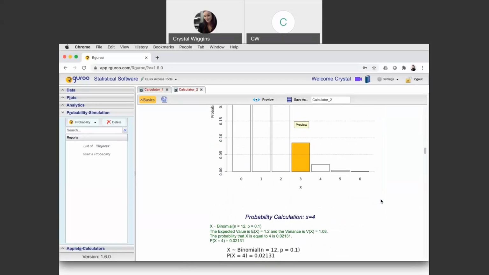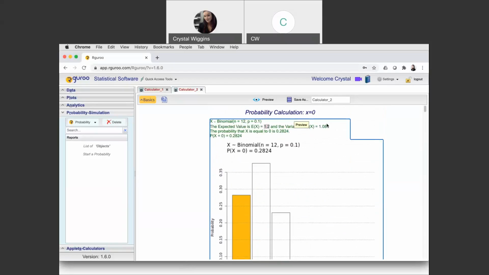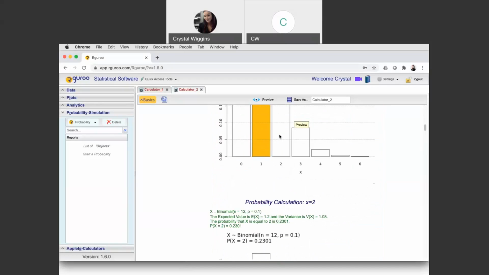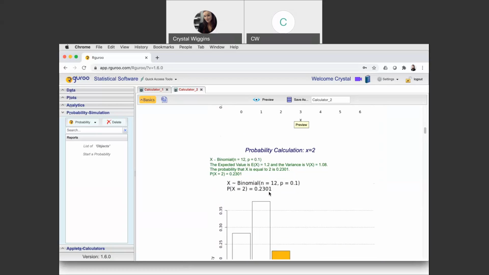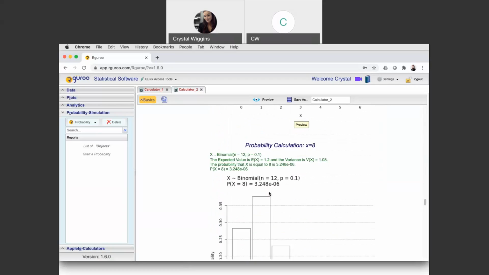Okay, so to answer the question about at least one, what is the probability that at least one? Well, there are two ways to do that with discrete data. I can take the probabilities of everything but 0, so at least one means one or more. So I'd take 0.3766 and add that to 0.2301 and so on, all 12 of these.